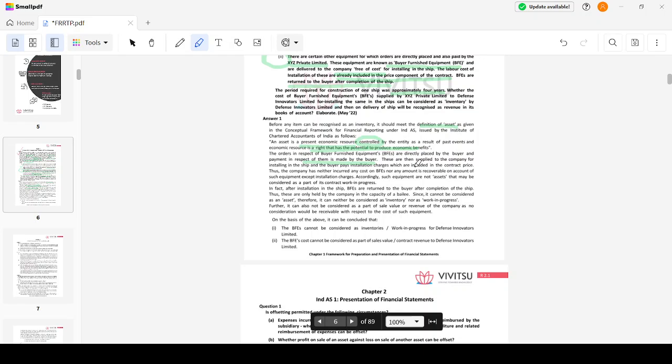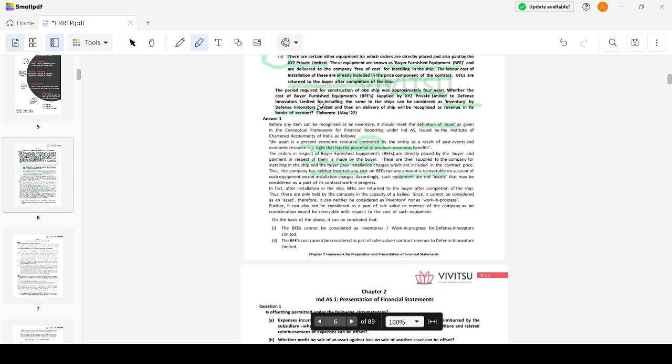Then this equipment is supplied free of cost to Defense Innovators Limited, and for the labor cost you are going to recover it, right? Then the buyer also pays the installation charge. The company has neither incurred any cost nor is any amount recoverable. Defense Innovators Limited has not incurred any cost. The first question is whether, see, here it is inventory of Defense Innovators Limited.